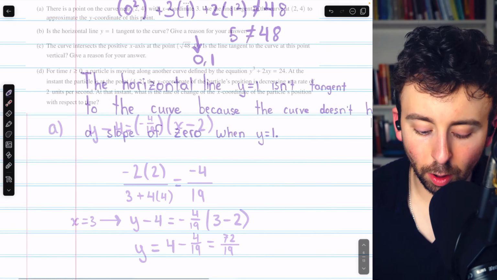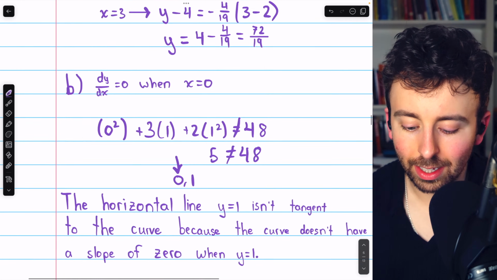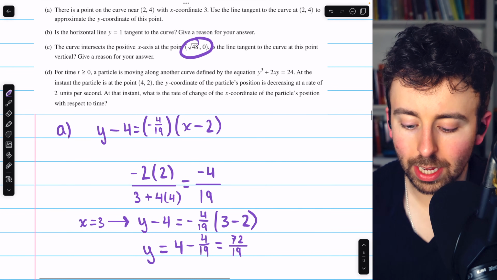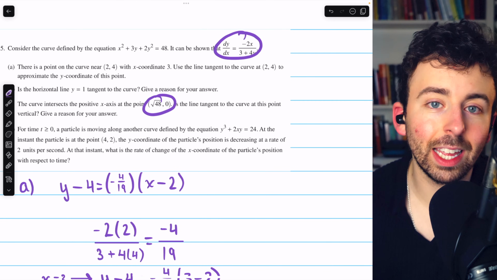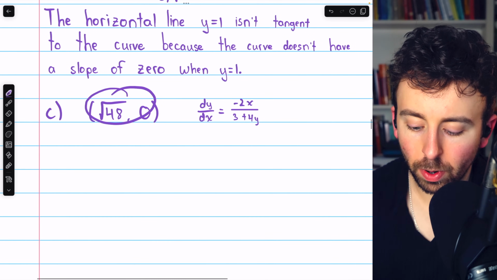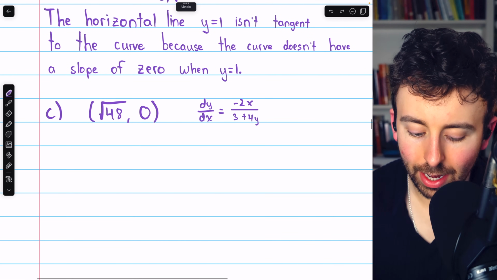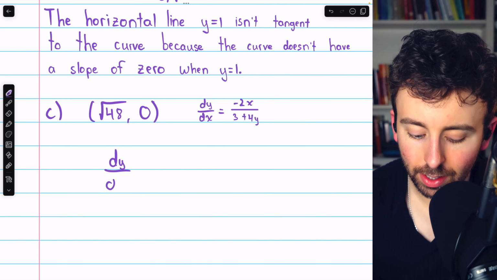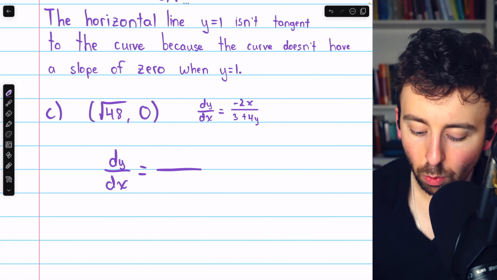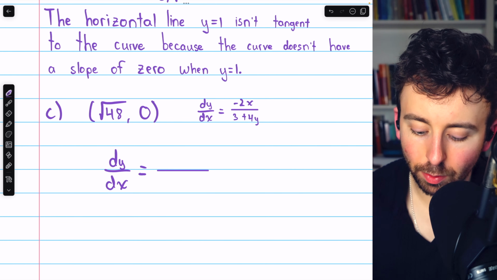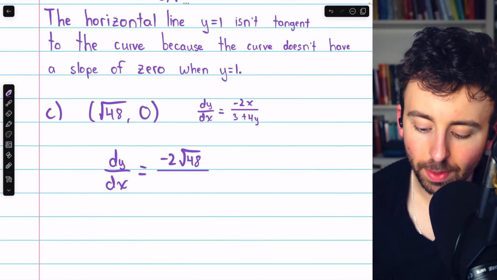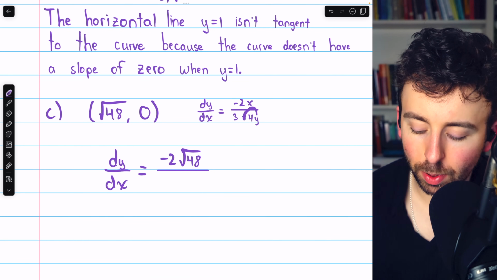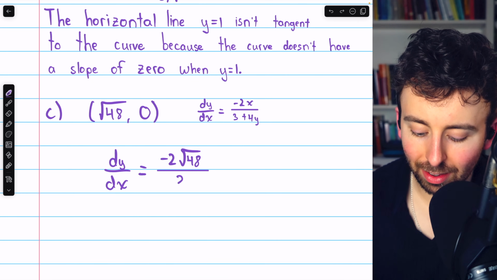So let's check. For part C, we will plug the given point, which is root 48, 0, into this expression for the derivative, and check if it's undefined. Here's our point, here's our derivative. Let's go ahead and plug it in. dy/dx equals, we're plugging the square root of 48 in for x, so in the numerator we have negative 2 times the square root of 48. And in the denominator, we have 3 plus 4 times 0. So that's just 3.